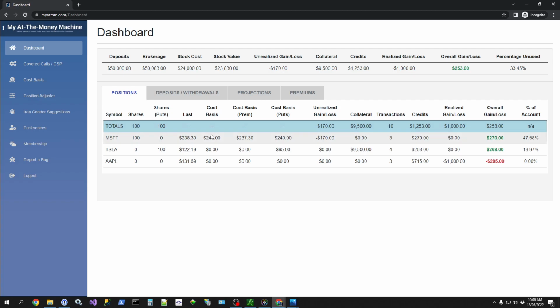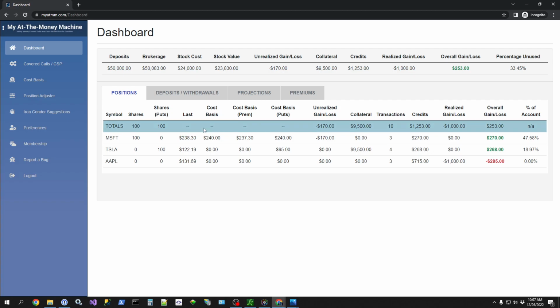Next, we have the cost basis column. This is the cost basis for that ticker symbol. So for MSFT, for example, we are currently sitting at a $240 cost basis per share. Something you'll notice, let me just skip down to this other column, is how Tesla and Apple are showing 0, but we have 18.97% of our money tied up in this. So you're like, well, why don't we have a cost basis? The reason is, as you can see, we don't have any shares that we own. So we don't have a cost basis on Tesla right now. But what we do have is 100 shares for a put contract that we have on Tesla. So that's why this is 0 and that's 0.